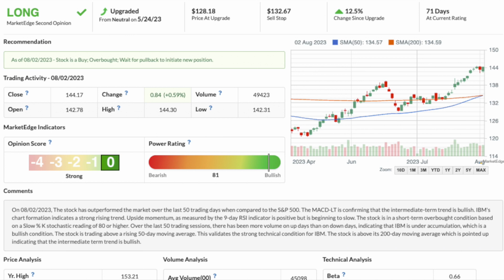Now, it doesn't always work that well, but our record, which we'll get into later on, shows that these opinions are very strong and typically are accurate better than 70% of the time, with the winners outperforming the losers by a 3-to-1 ratio. We'll see that toward the end of the presentation.